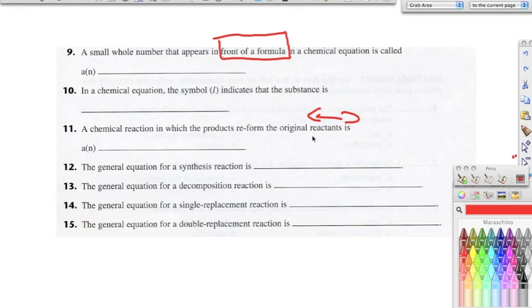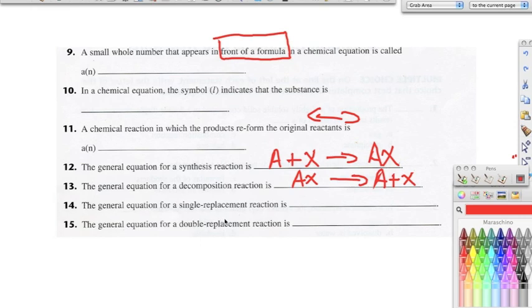Number 12 says the general equation for a synthesis reaction. We get these from the PowerPoint notes we went over. Remember that if we start with 2 elements, in this case A and X, they combine or synthesize to AX. Now, a decomposition reaction, we're starting with a single compound, which is AX, which produces A plus X. In a synthesis we start with elements; in a decomposition, we're starting with 1 compound.